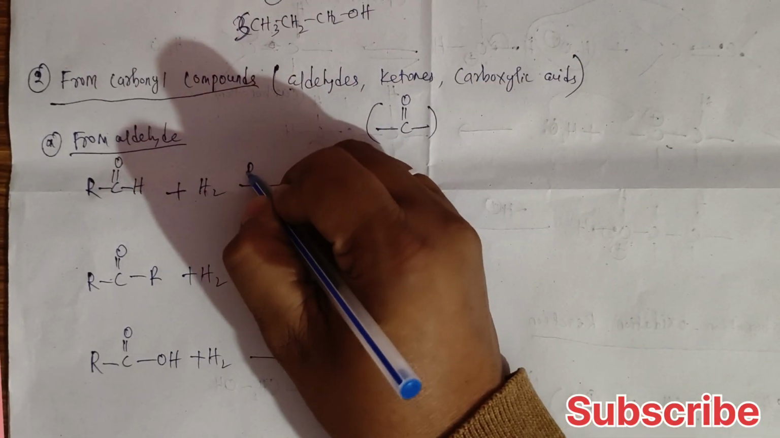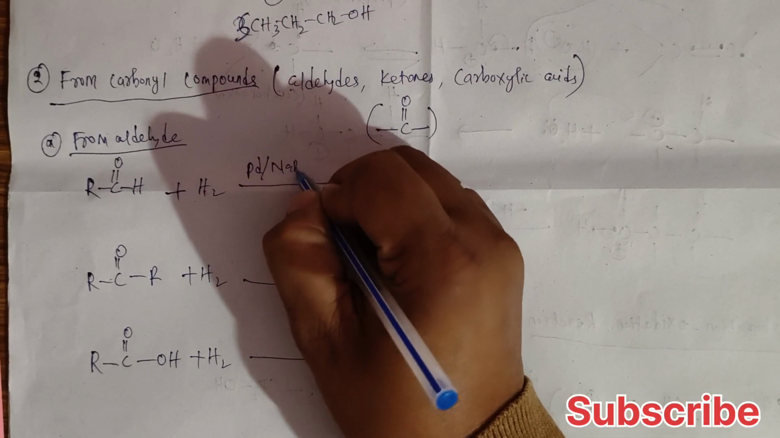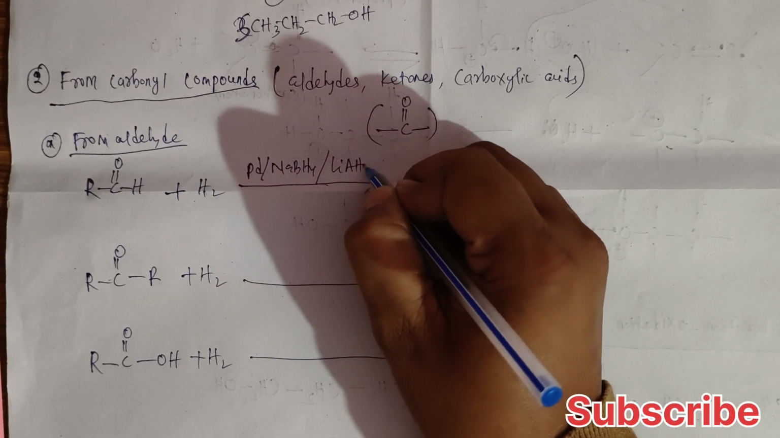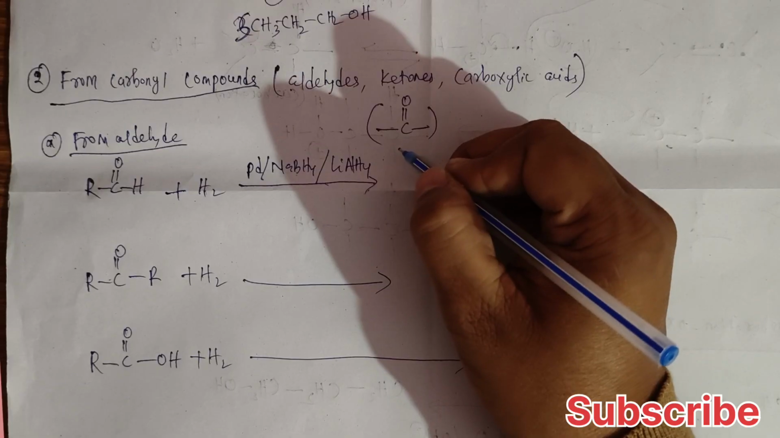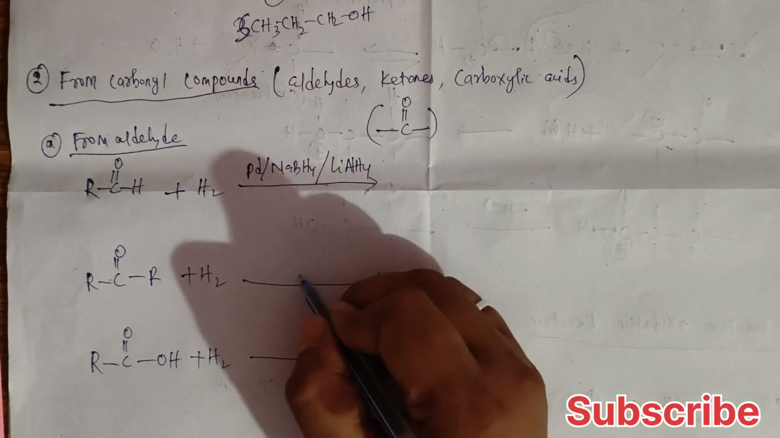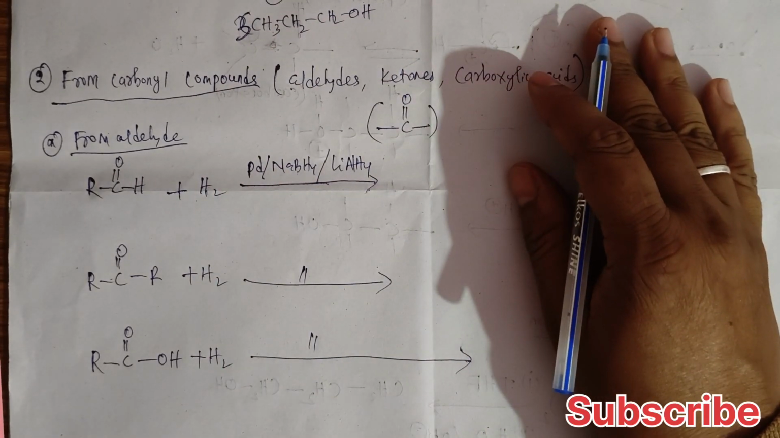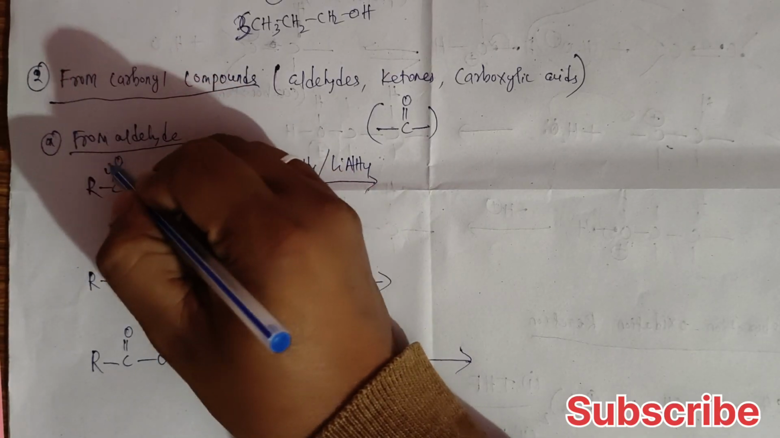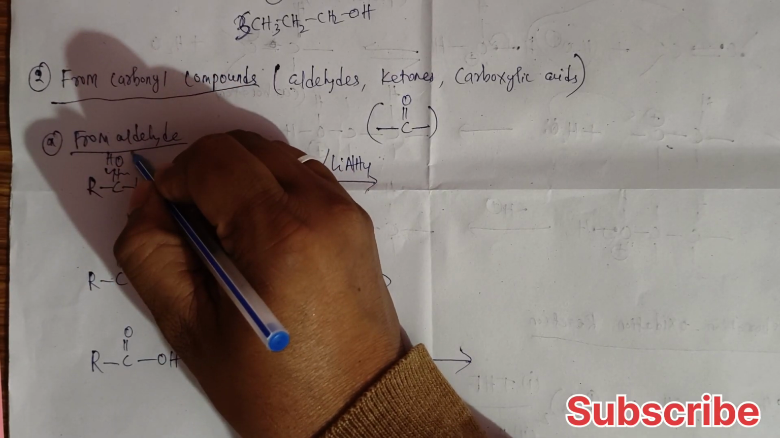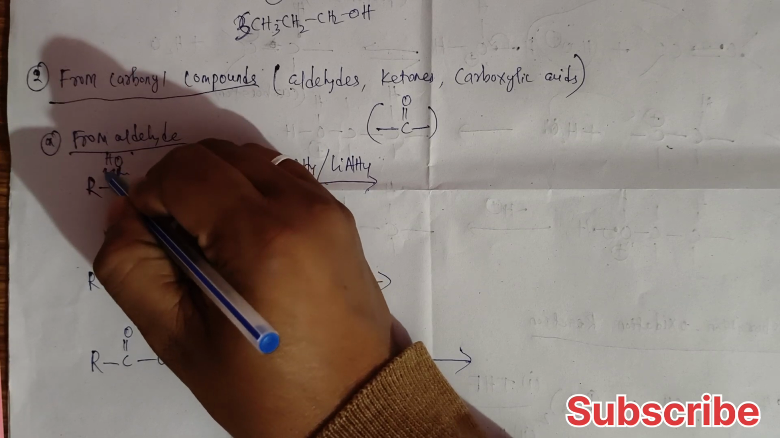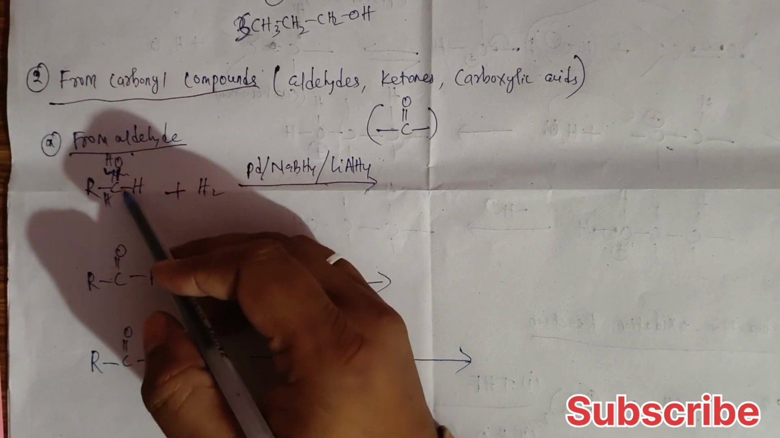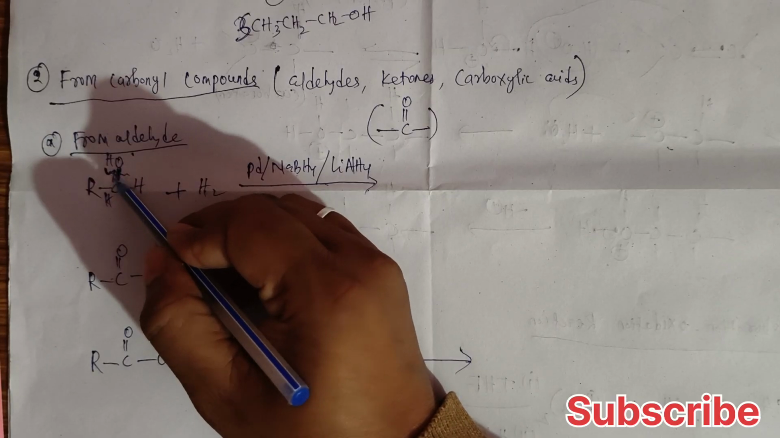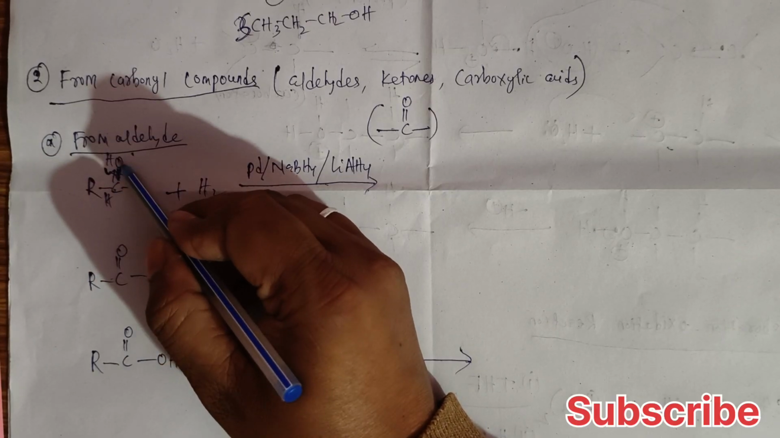We can use palladium, NaBH4 (sodium borohydride), or LiAlH4 (lithium aluminum hydride), etc. These can be used for the reduction. If I reduce this aldehyde, then what will happen? Only the pi bond will break and 2H is added. The sigma bond is not broken; 1H is added to carbon and 1H is added to oxygen.